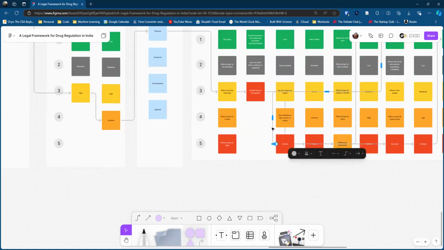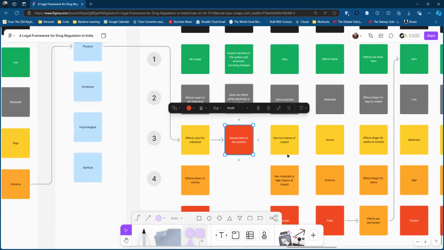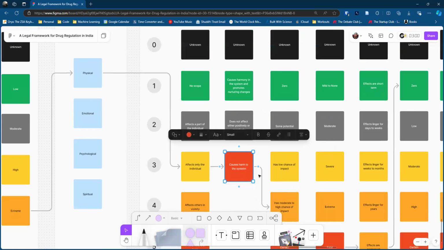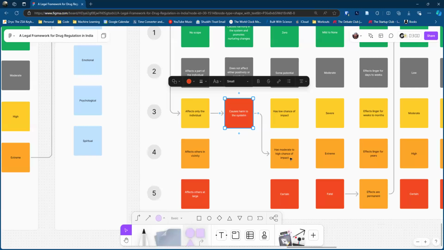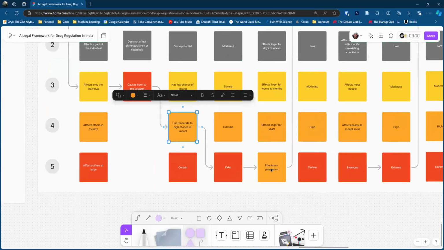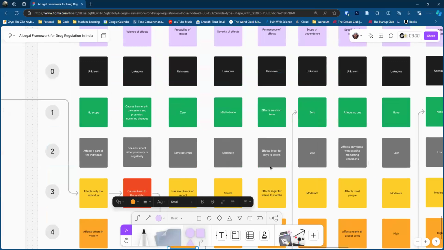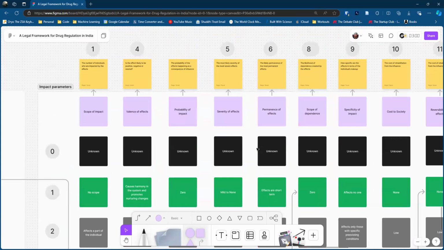Probability and then severity. It has a moderate to high chance of impact. I honestly don't know exactly what the data is on how often people get cancer or something from drinking. And then the impact is fatal, and the permanence of effects is permanent, right? If you have severe liver damage, then this happens.